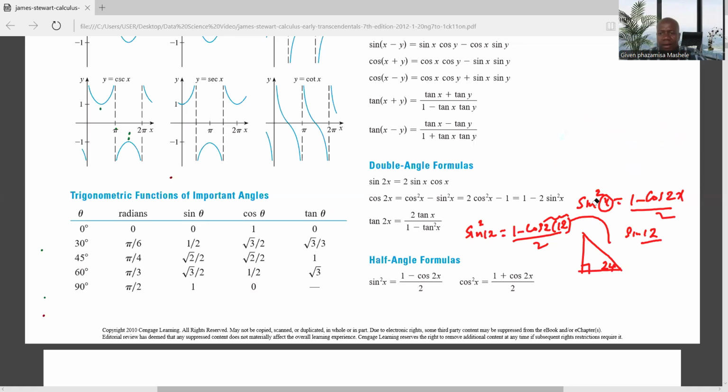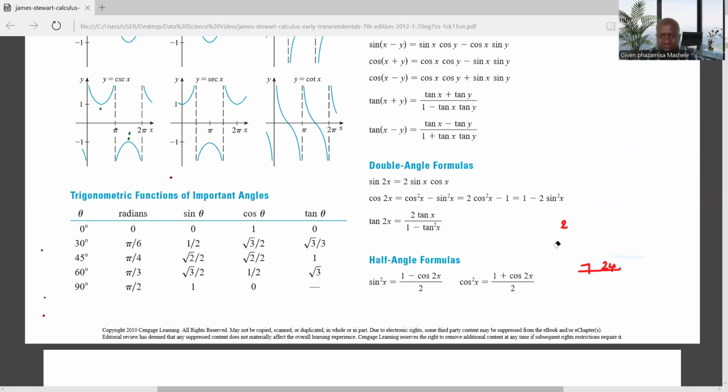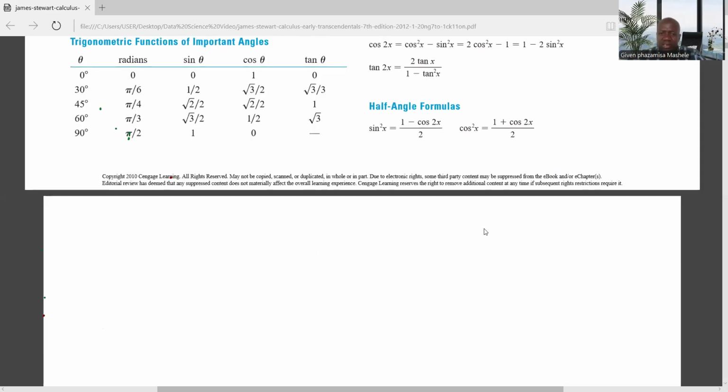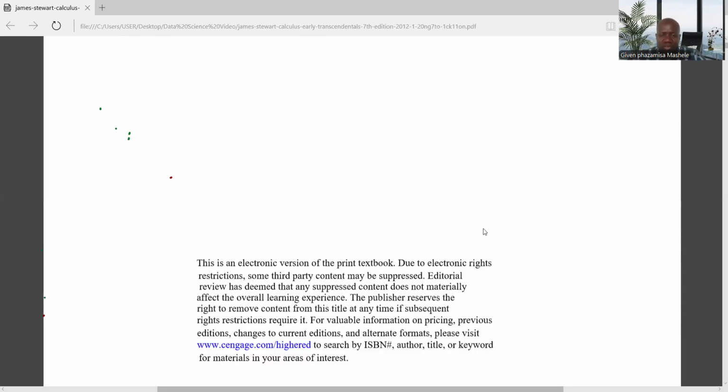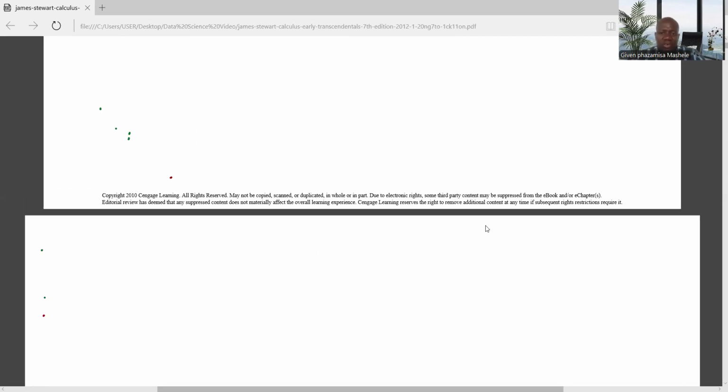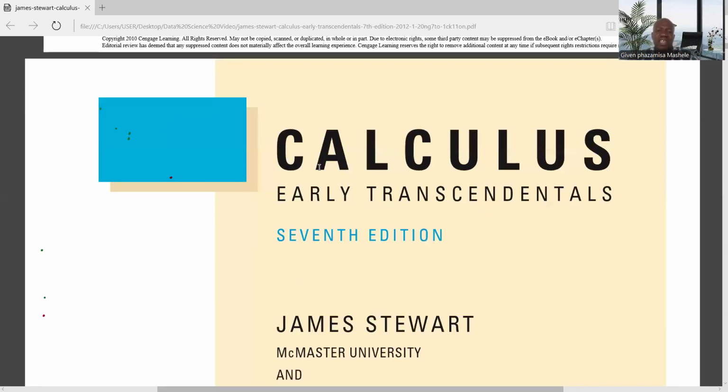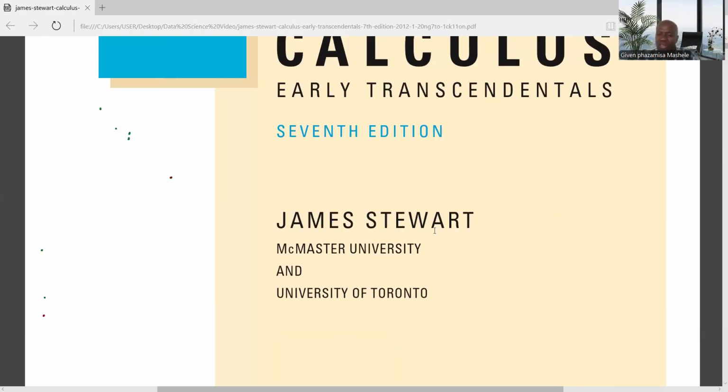And again, ladies and gentlemen, this is just knowledge. Don't worry too much. You learn more of these things when you go to university. This is called Calculus: Early Transcendentals, the 7th edition by James Stewart. This was the best textbook, particularly for me. I don't know for others, ladies and gentlemen.